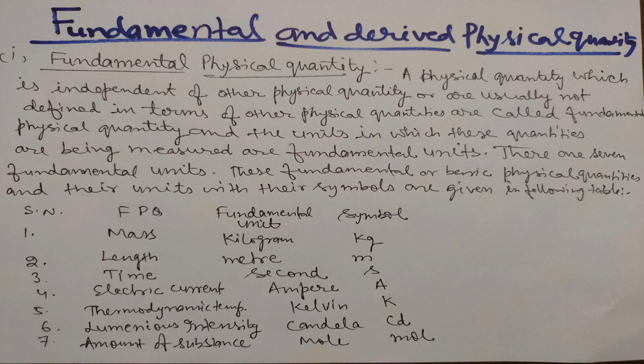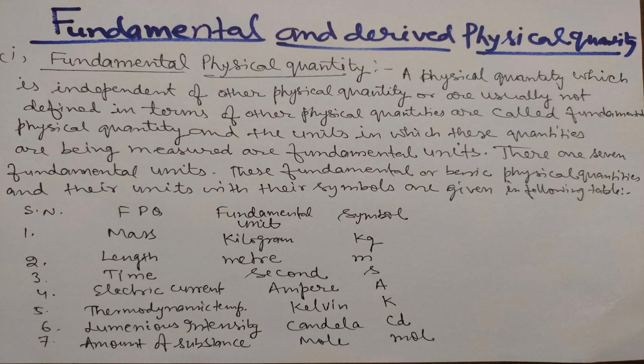The fundamental physical quantity, which is independent of other physical quantities or is usually not defined in terms of other physical quantities, is called a fundamental physical quantity, and the unit in which these quantities are measured is a fundamental unit. So these fundamental physical quantities are independent physical quantities. There are seven fundamental physical quantities, and seven fundamental units also.